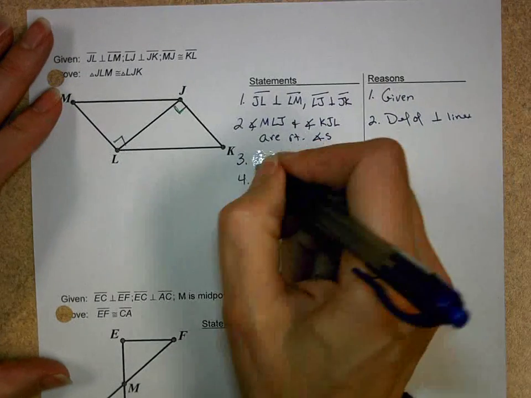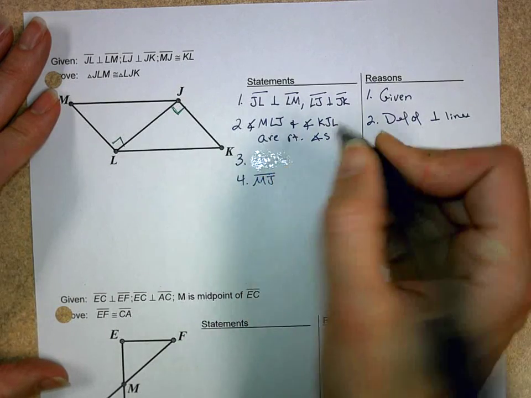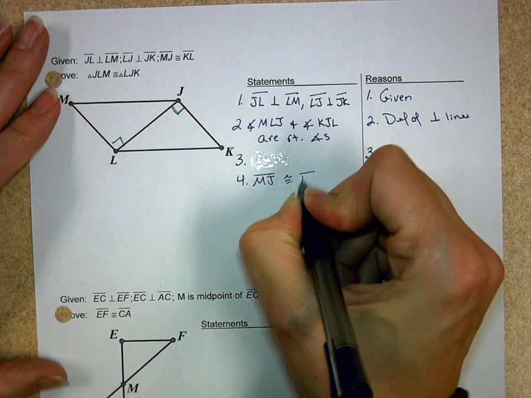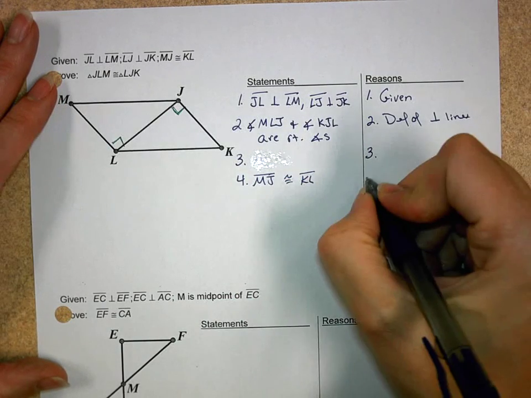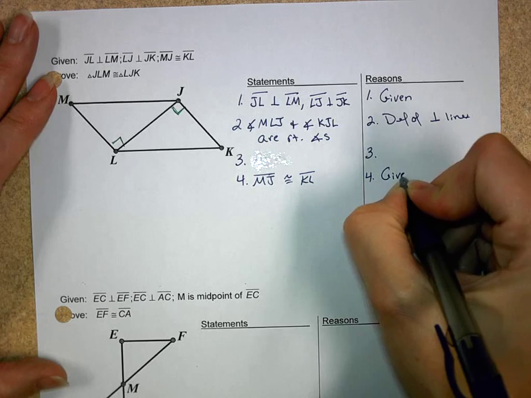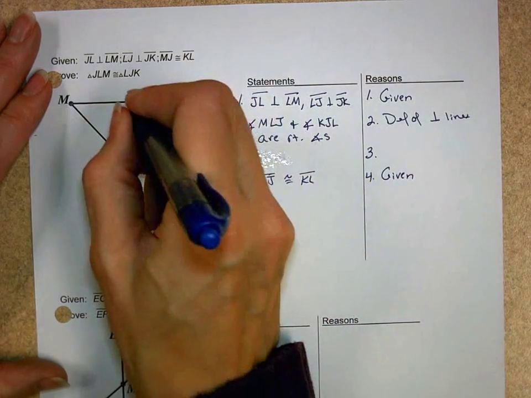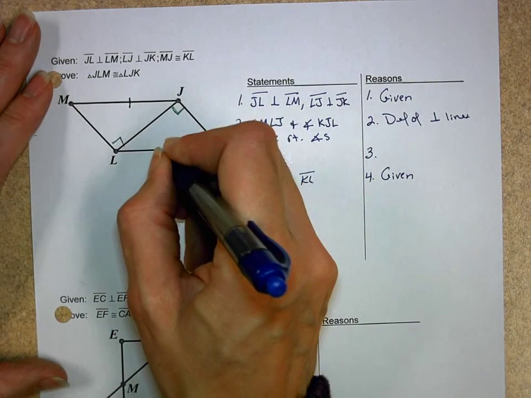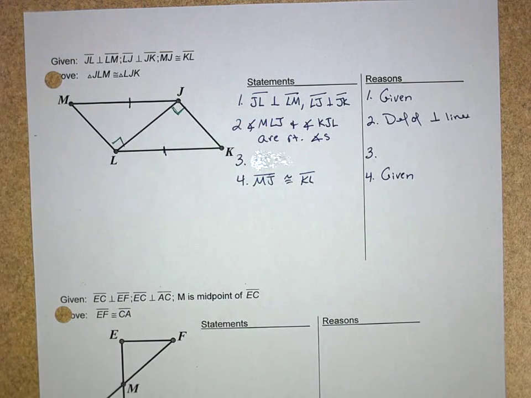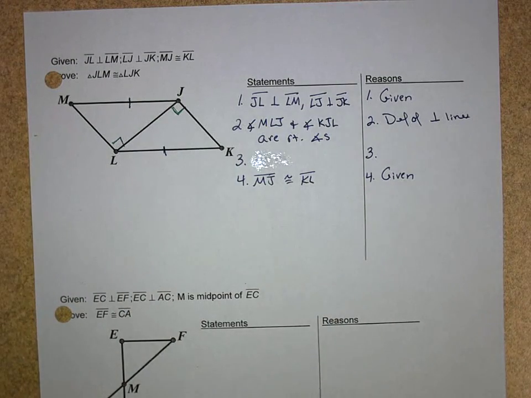Let's put our segment down. Segment MJ is congruent to segment KL. And that's given. And I'm going to mark that down right away. So MJ to KL. Now looking at the diagram, I realize I have to have at least that third piece of information. And it's not going to be another angle.